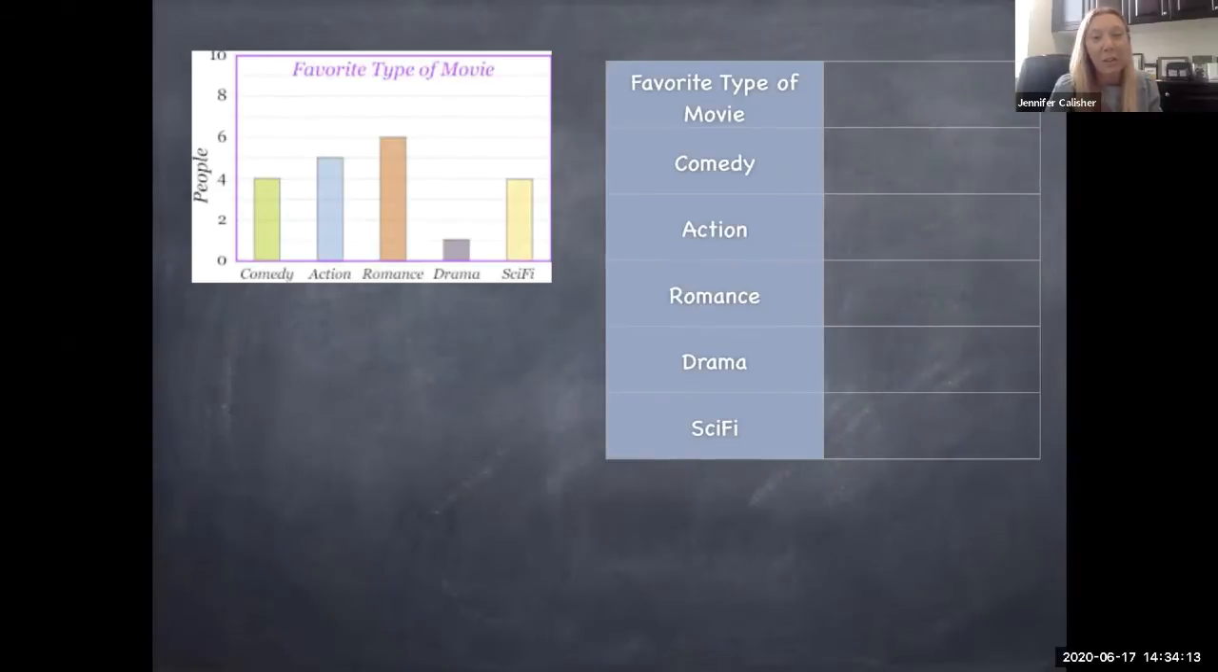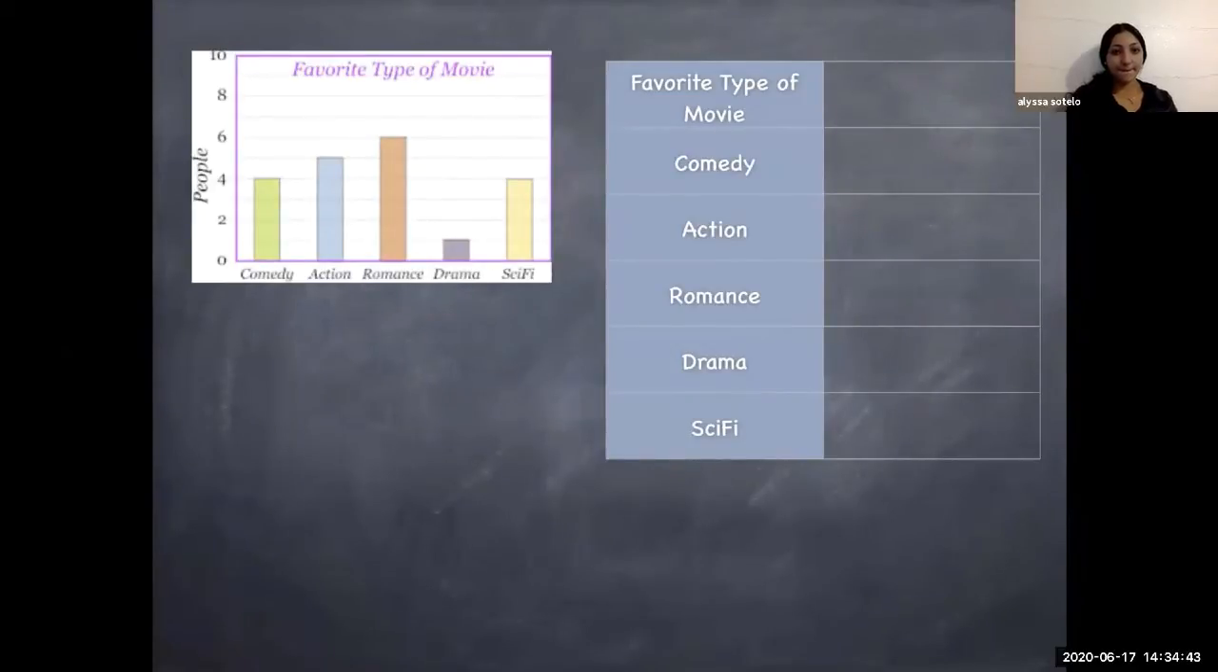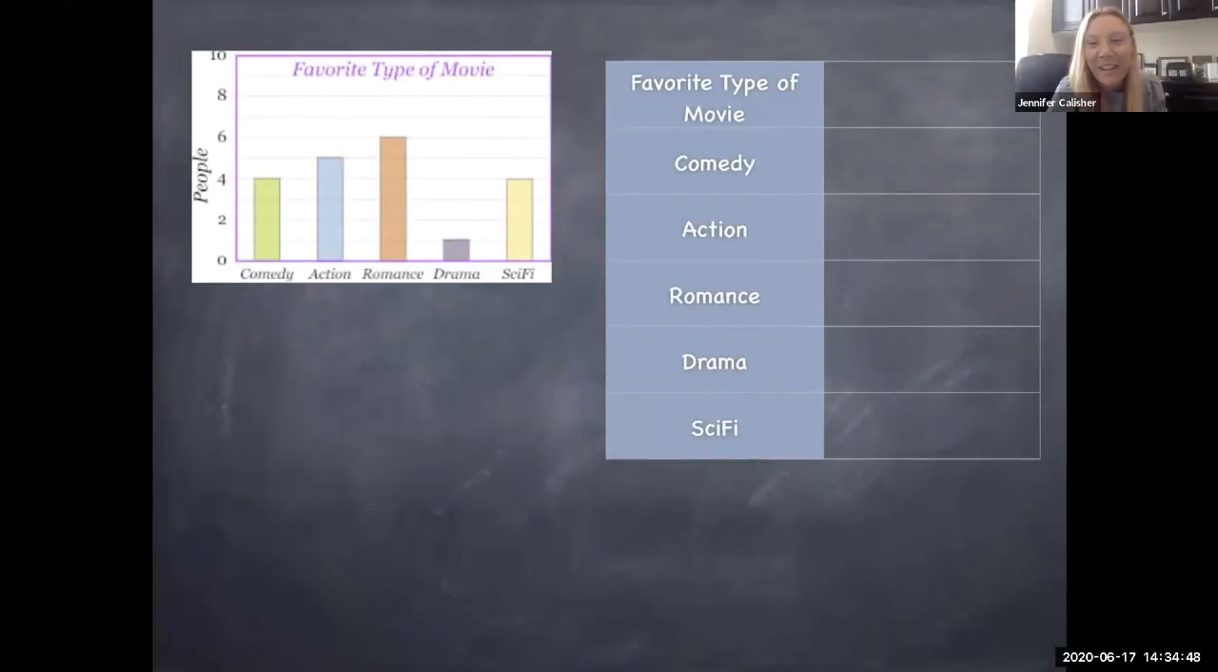Okay, so based off of the table, how many people said their favorite type of movie is comedy? Let's see. Jesus, how many people liked comedy? 4. Exactly. Andrea, how many liked action? 5. Ashley, how many liked romance? 6. And Liz, how many liked drama? 1. And Alyssa, I see you're in and out. Can you tell us how many like sci-fi?